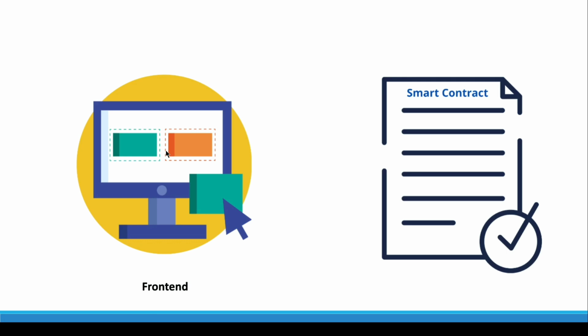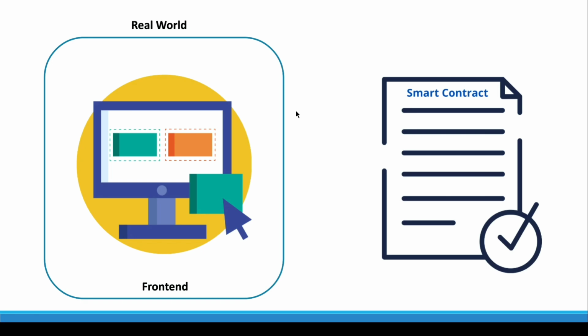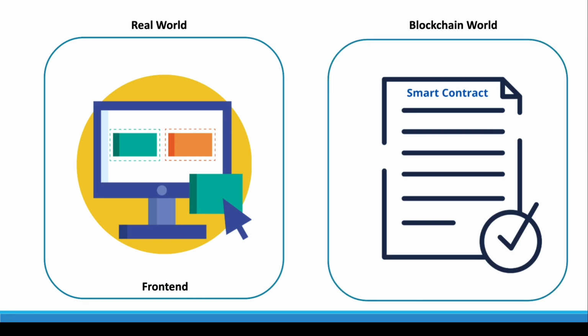Now, this front end can be in any programming language. You can use JavaScript, React.js, AngularJS, whatever programming language suits you. This smart contract can also be in any programming language like Solidity or Vyper. So, as a blockchain developer, you need to connect this front end with this smart contract. But the question arises how you are going to connect this front end with this smart contract, because this front end belongs to a real world while this smart contract belongs to a blockchain world.